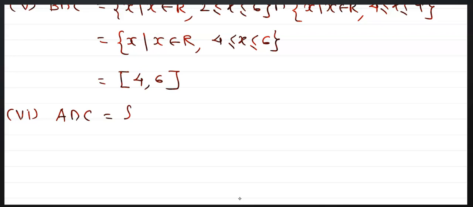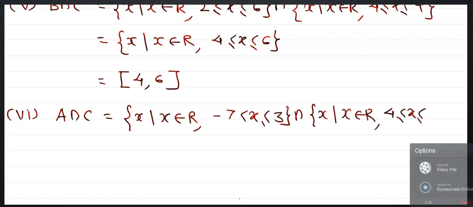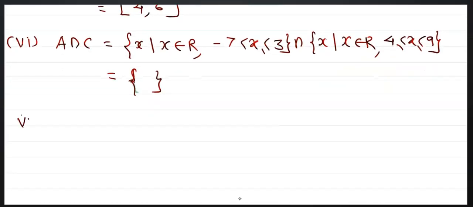Now the sixth one, A intersection C. That is, {x : x ∈ ℝ and ...} intersection {x : x ∈ ℝ and ...}. Now they are common. Here -7 to 3, but what about here? Here it is 4 to 9. These are totally disjoint and therefore they do not have any common part. That is equal to empty.